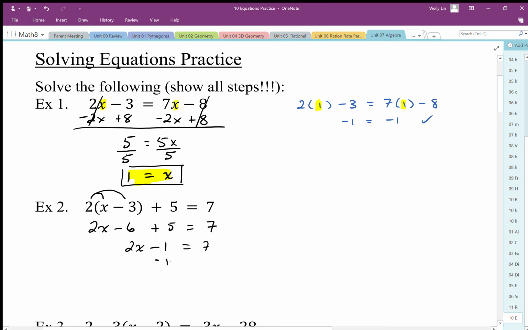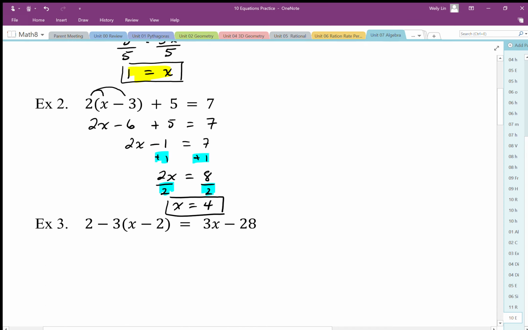So I'm going to do plus 1, plus 1. That gives me 2x equals 8. I'm going to divide by 2, x is equal to 4. Again, you need to show me the opposite steps. Okay, the opposite steps being the ones here, the plus that gets rid of the minus, the divide that gets rid of the times. And you need to show it on both sides to show me that you're keeping everything balanced.